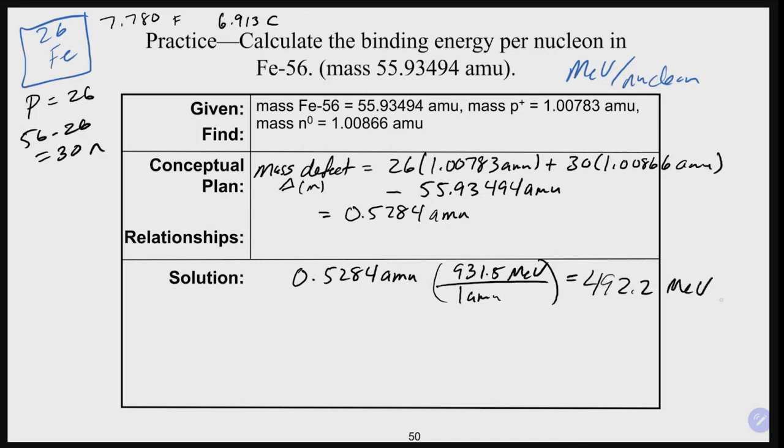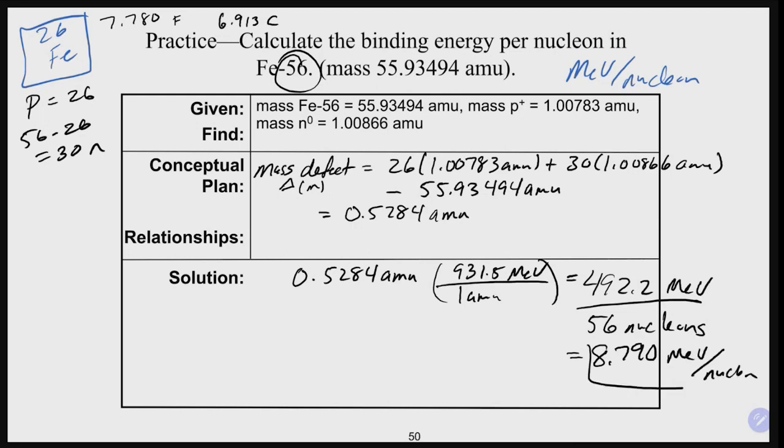That gives us 492.2. We're going to divide it by the nucleon, which in this case is really the mass number, 56 nucleons. That's going to give us a binding energy of 8.790 mega electron volts per nucleon. First off, any question on the calculation there?